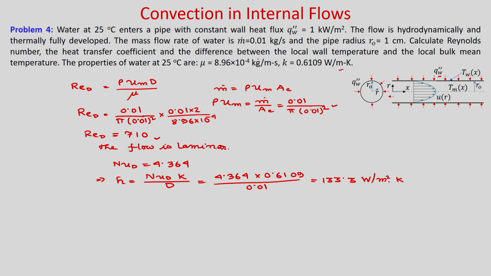Now, what is the difference between the local wall temperature and the local bulk mean temperature? So, we know Q double prime W as H into T W minus T M. Q double prime W is known, H we have found. So, you can calculate T W minus T M as Q double prime W by H. So, Q double prime W is 1 kilowatt per meter square. So, 1 into 10 to the power 3 watt per meter square divided by 133.3. So, you will get 7.5 Kelvin. So, you can see the difference between the local wall temperature and local bulk mean temperature is 7.5 Kelvin.